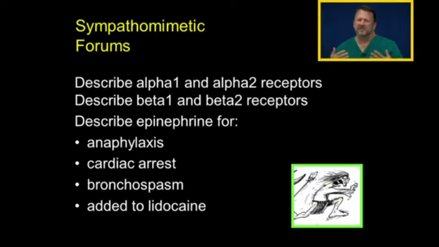One of the sections is the sympathomimetic forms. You will be expected to describe alpha-1 receptors. Where do we find those? Alpha-2 receptors. Where do we find those? And that'll make more sense when we talk about antihypertensive forms.